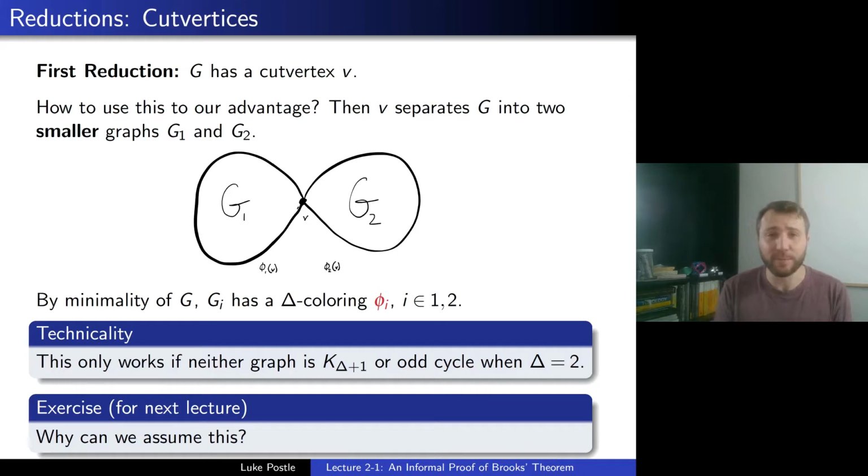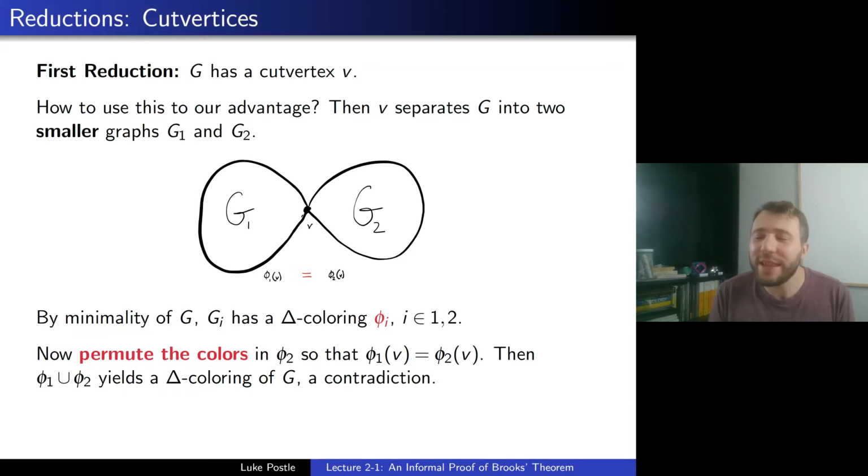There is an argument. Okay, so we have these colorings, then what? Well, maybe they don't quite agree, but there's an easy trick, which is to permute the colors. So you could permute the colors of Phi2 so that they agree on V, so that Phi1(V) is equal to Phi2(V). And then if you just take the union of the colorings, you'll end up with a delta coloring of G, which is a contradiction. So that's how to handle cut vertices, modulo the technicality why G1 and G2 satisfy the conditions and aren't exceptional. What else?